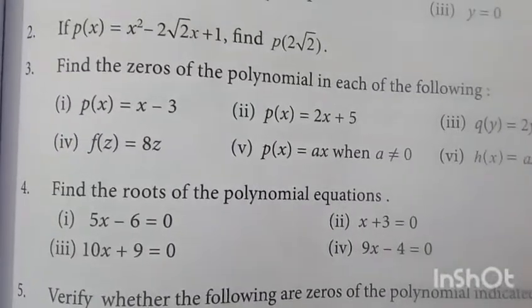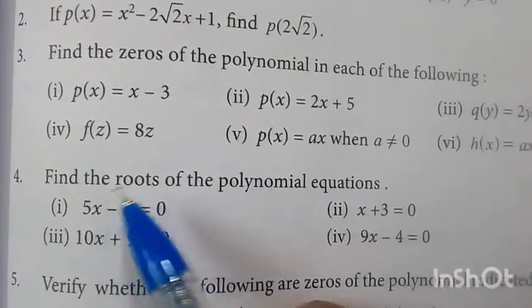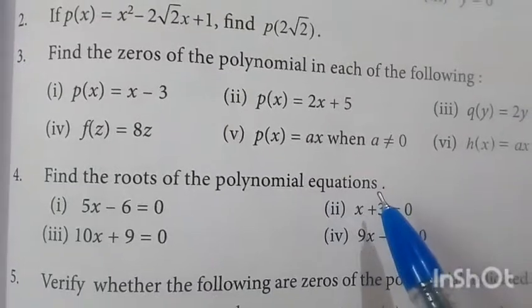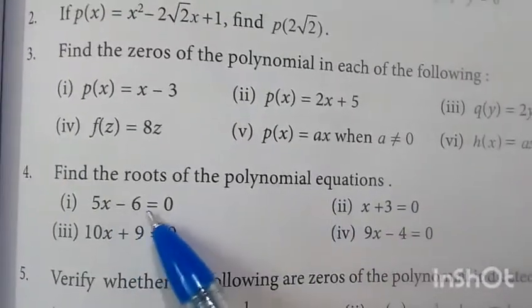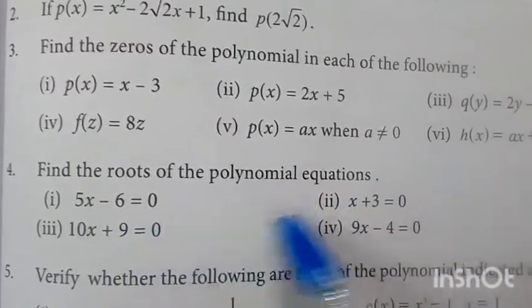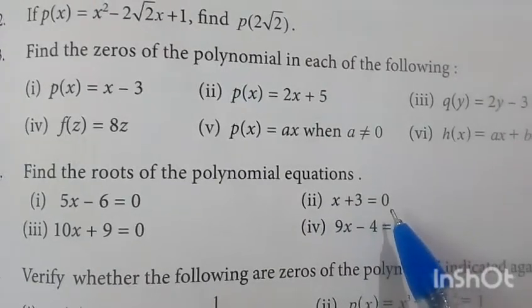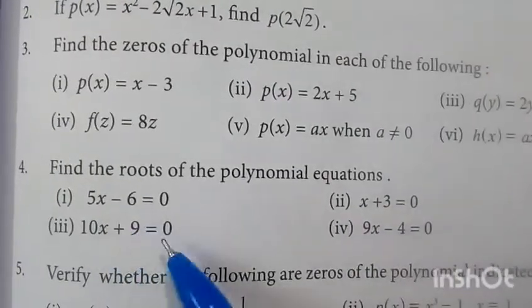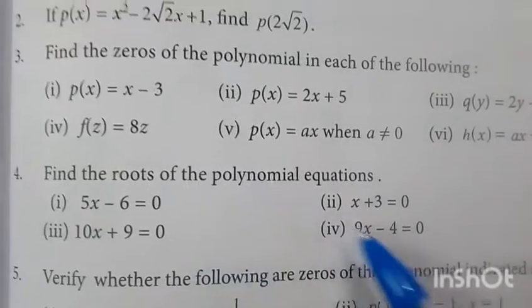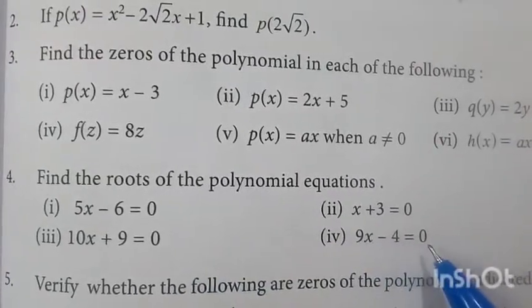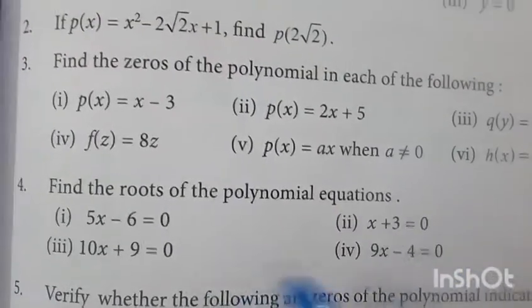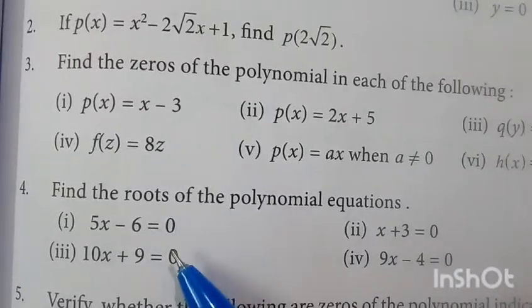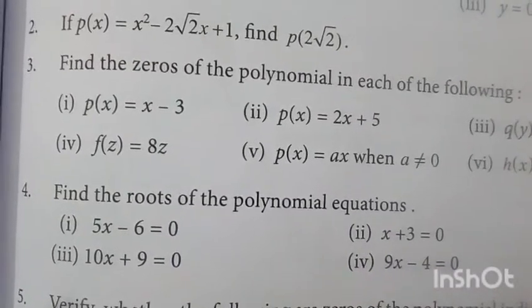Now the fourth question. In exercise 3.2, find the roots of the polynomial equations. First problem, 5x minus 6 equal to 0. Second problem, x plus 3 equal to 0. Third problem, 10x plus 9 equal to 0. Then fourth problem, 9x minus 4 equal to 0. We want to find the roots of the given polynomials.